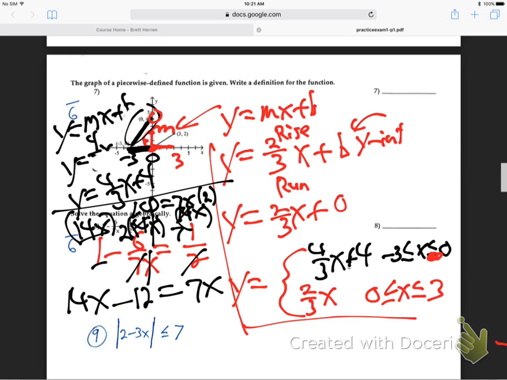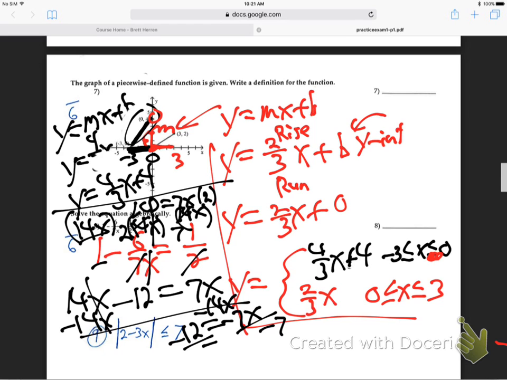No more fractions. How do we solve that thing? I think I'm going to subtract the 14x. It'll just be a little quicker. So you get minus 12 is minus 7x. Divide by the minus 7. There we go. So it's positive 12 sevenths. So we got it. Good on that?